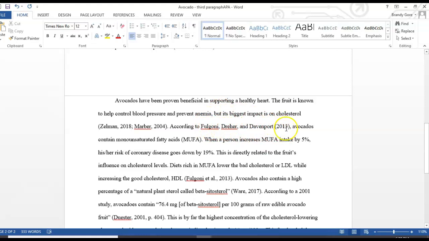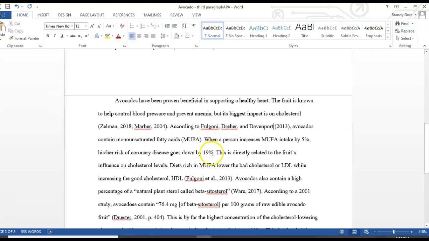So we have 3. All right. According to Fulgoni, Dreher, and Davenport, avocados contain monounsaturated fatty acids, which has this MUFA acronym. When a person increases MUFA intake by 5%, his or her risk of coronary disease goes down by 19%. All right. So the deal is you should cite the first time you use information from the source. So we cited it here. We cited it the first time.